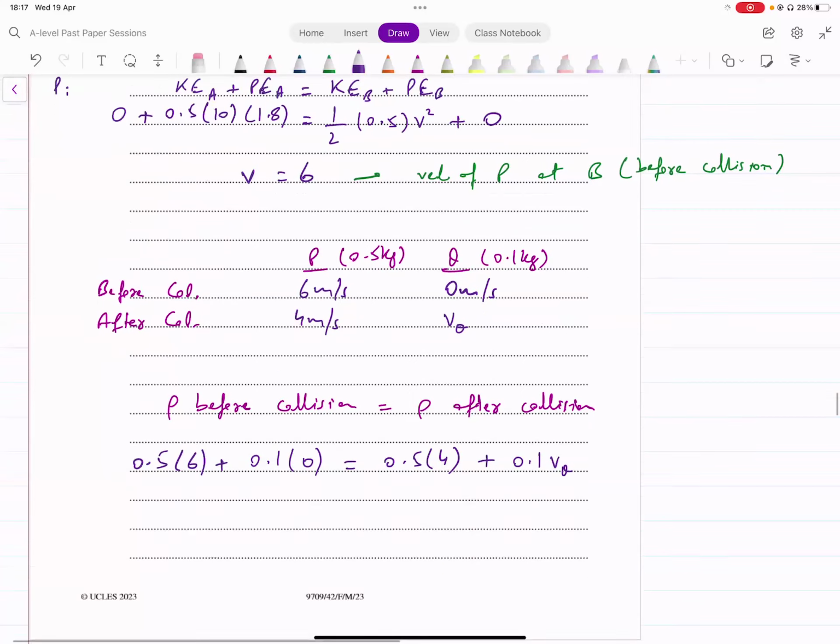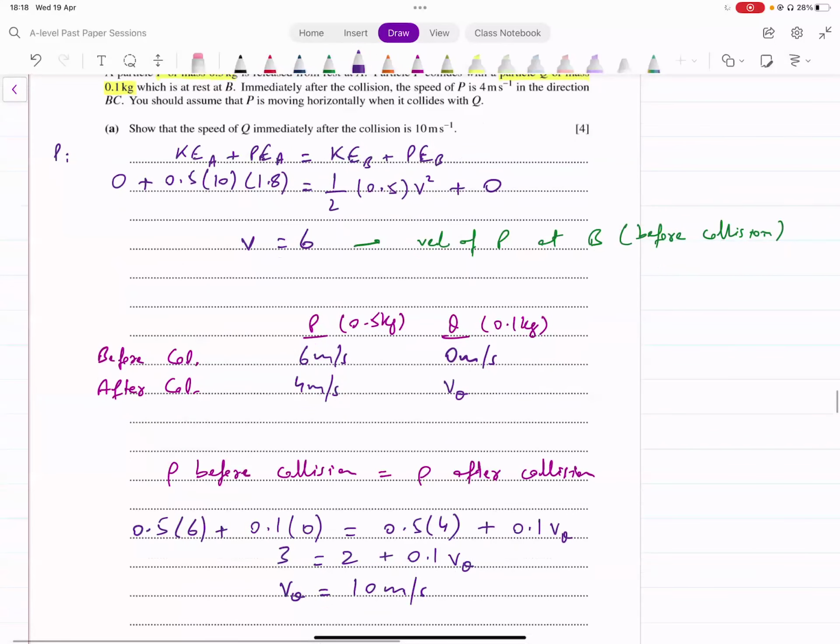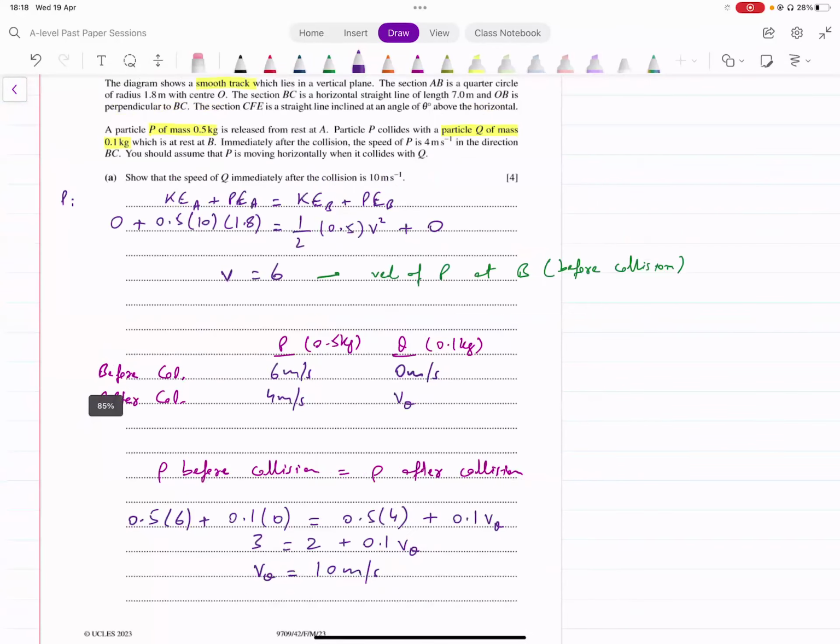इससे आपके पास VQ की वैल्यू आ जाएगी। ठीक है, 6 into 0.5 is 3 plus 0. We have 3 on the left side. On the right side, we have 0.5 into 4, that's 2 plus 0.1 into VQ. And that is going to give us VQ equal to 10 meters per second. That is what we were looking for. That's the velocity of Q just after collision. ठीक है, ये आपको figure out करना था first part में.